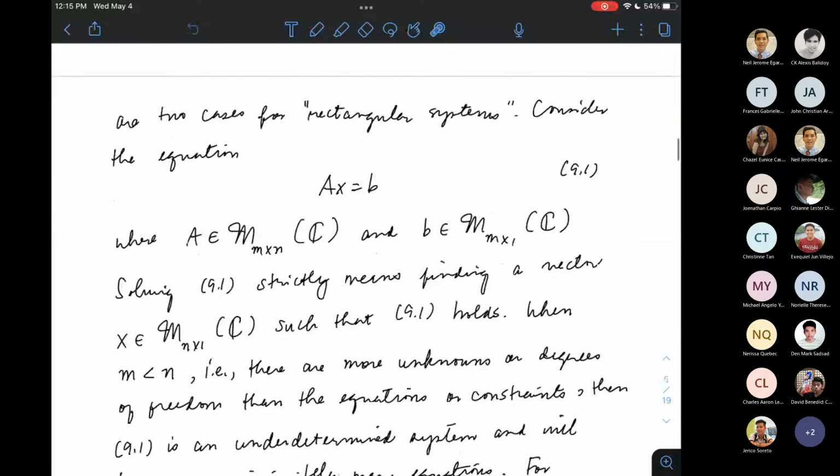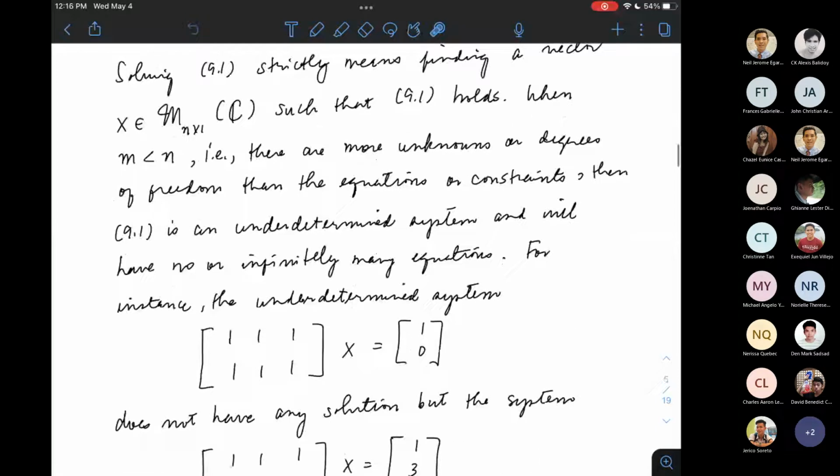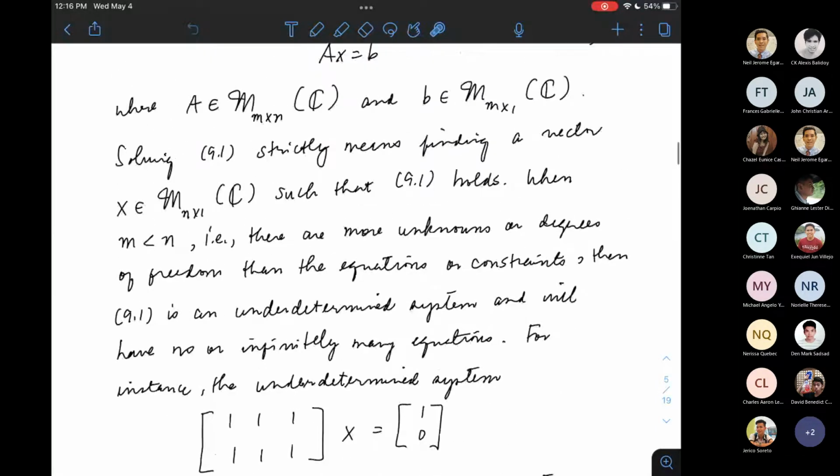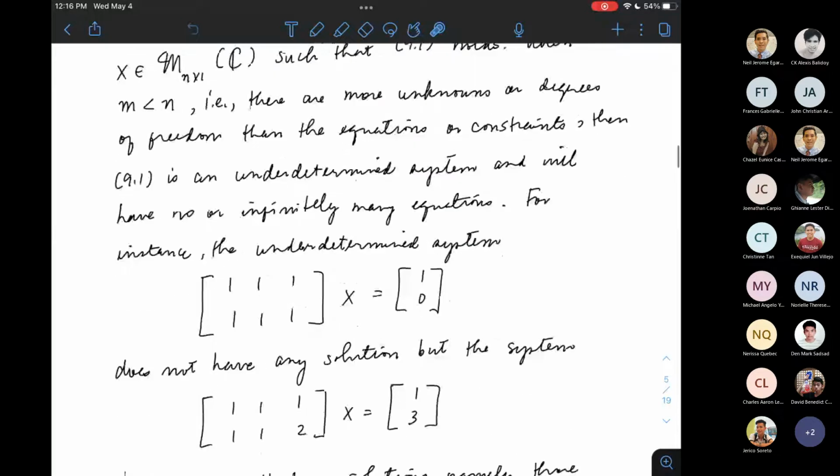Actually, yun lang yung sinabi ko dun sa first page. So, punta na tayo sa next page. Meron tayong tinatawag na underdetermined systems. Ito yung mga systems kung saan ang number of equations ay mas kakaunti sa number of unknowns. Underdetermined siya kapag mas kakaunti ang equations kesa sa unknowns.